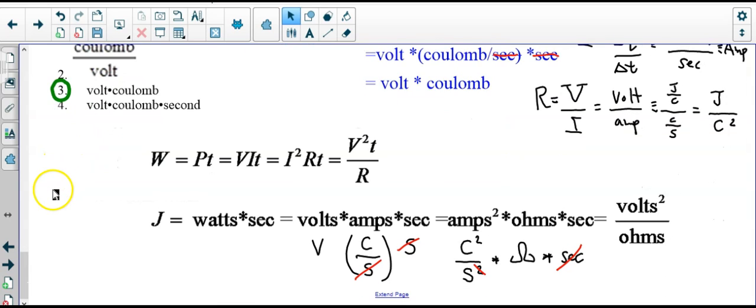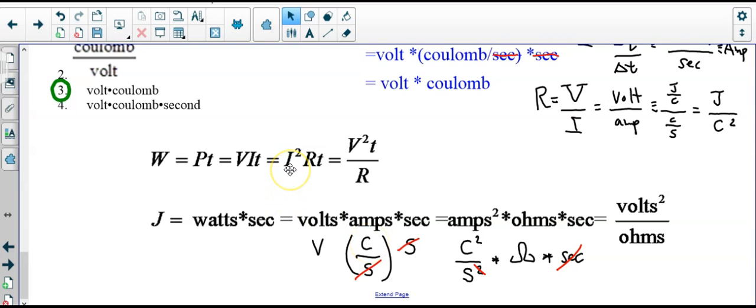Let's just take a look at the mess of units that we can have here. Work is in joules. Work equals power times time. Power is in watts. Time is in seconds. VIT, volt, current, time. Volts, amp, seconds. Now, real quick, you could see that a volt times an amp is coulomb per second times a second. These two cancel out and you get volt coulomb. So that's another way of expressing it, a volt coulomb.